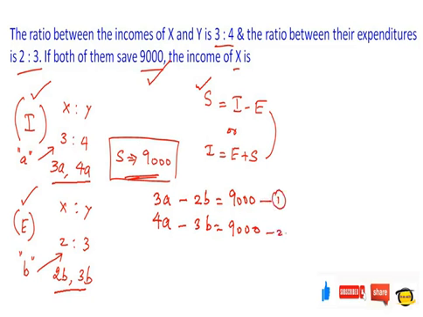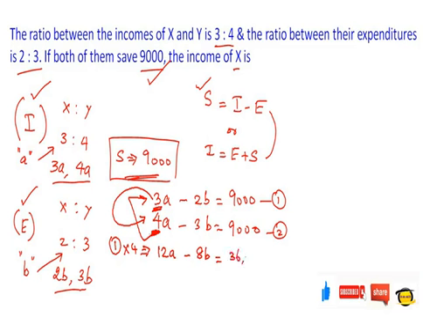Let's easily solve. In order to solve these two equations, let's use the method of elimination. So we'll multiply this constant with the whole of the first equation, and also we'll multiply this constant with the whole of the second equation. So let's do that. Equation 1 multiplied by 4 will give us 12A minus 8B, that is equivalent to 36,000. Similarly, equation 2 multiplied by 3 will give us 12A minus 9B, equivalent to 27,000, right?